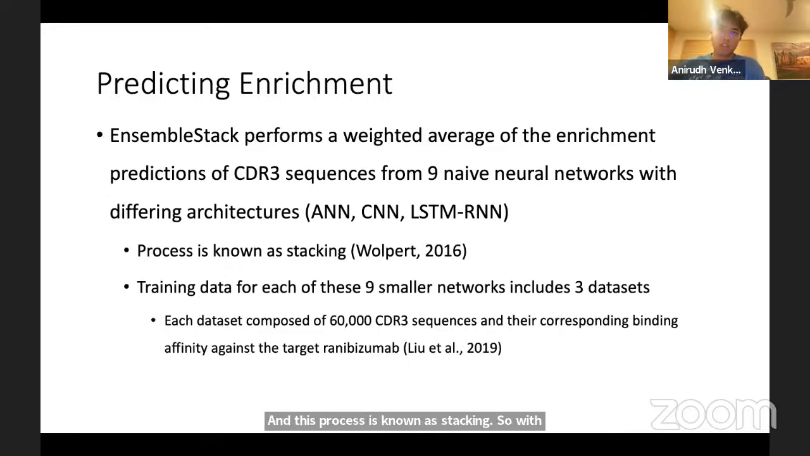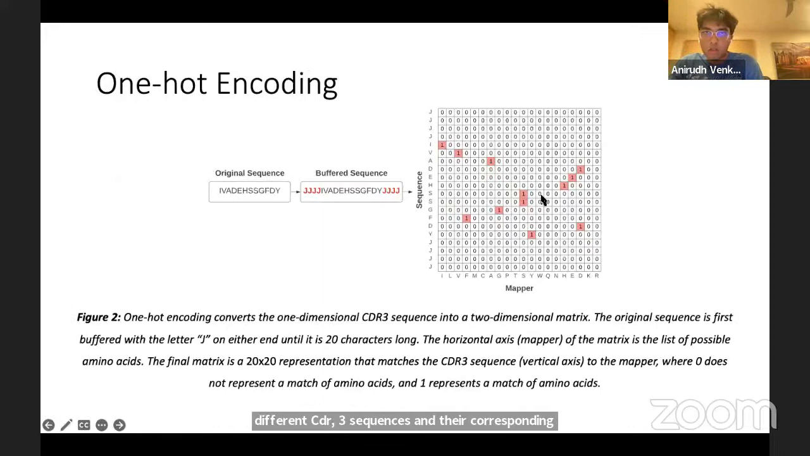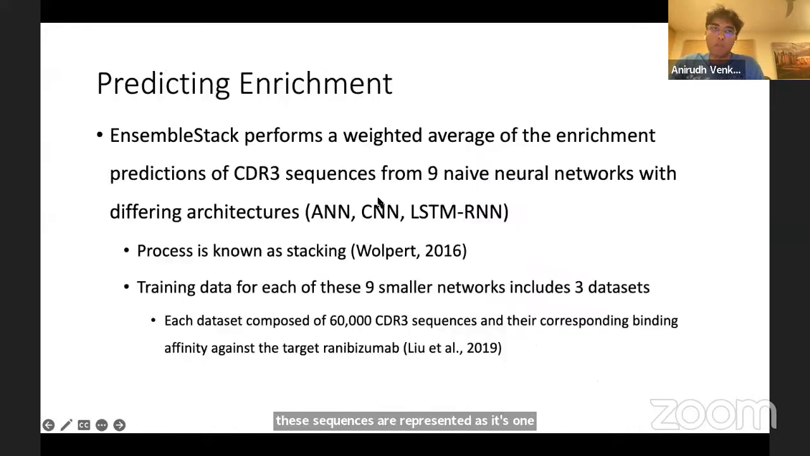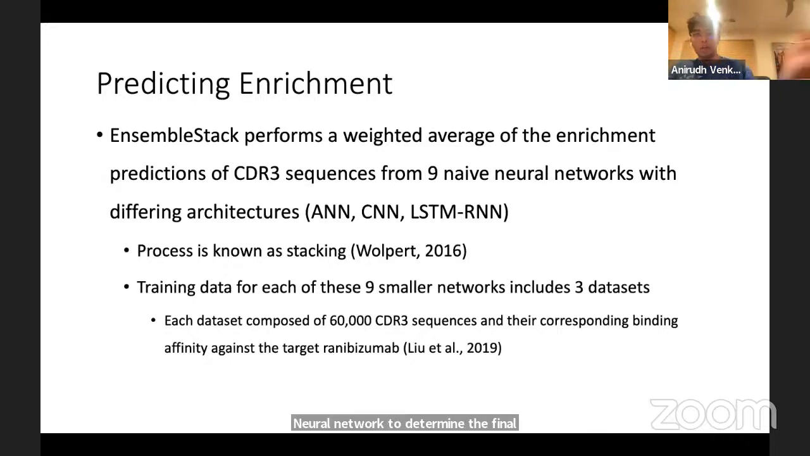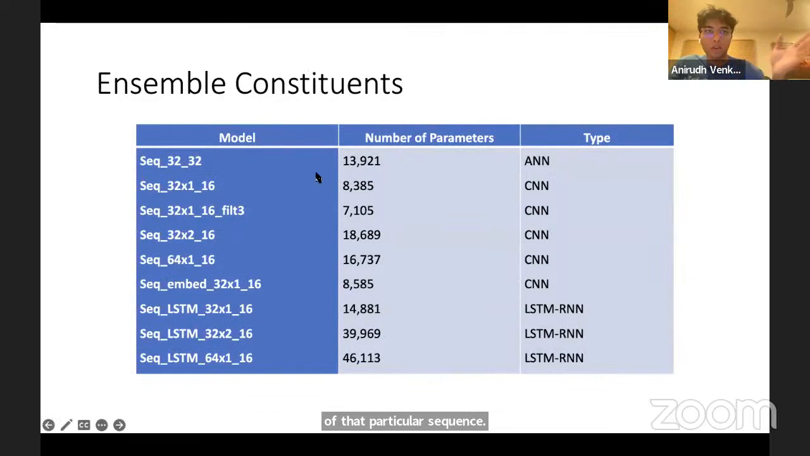Each of the 9 neural networks is trained on 60,000 different CDR3 sequences and their corresponding binding affinity against ranibizumab. Each of these sequences is represented as its one-hot encoding, and passed through each of these 9 neural networks for prediction of its binding affinity. Once you get that numerical binding affinity prediction, you perform a weighted average using an interpreter neural network to determine the final binding affinity of that sequence. Going through each of the different models, you have each of these 9 models here, and their parameters.